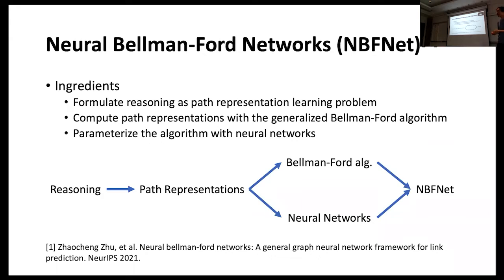There are three ingredients in NBFNet. The first is to formulate the reasoning process as a path representation learning problem. The second is to compute the path representation efficiently with dynamic programming. And the last is to parameterize all the algorithms with neural networks, so that when we combine neural networks and the Bellman-Ford algorithm, we reach NBFNet.